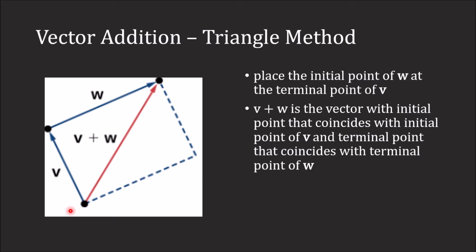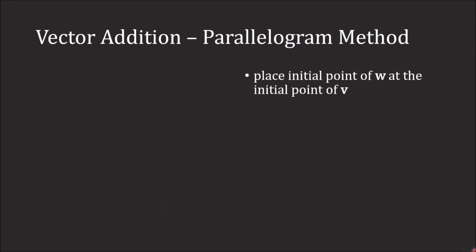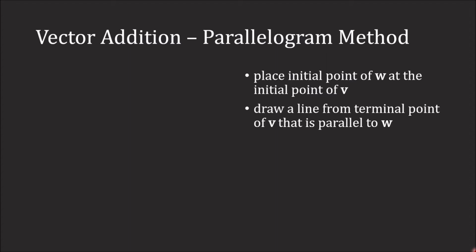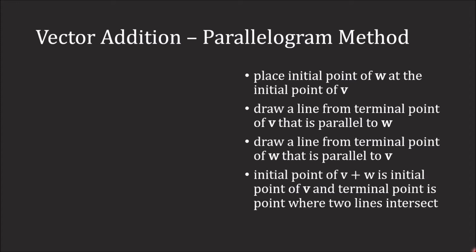There is another method called the parallelogram method. In this method, we first place the initial point of W at the initial point of V. We then draw a line from the terminal point of V that is parallel to W. Draw another line from the terminal point of W that is parallel to V. Then the initial point of V plus W is the initial point of V, and the terminal point is the point where the two lines intersect.